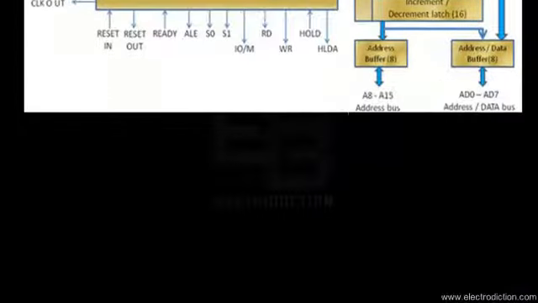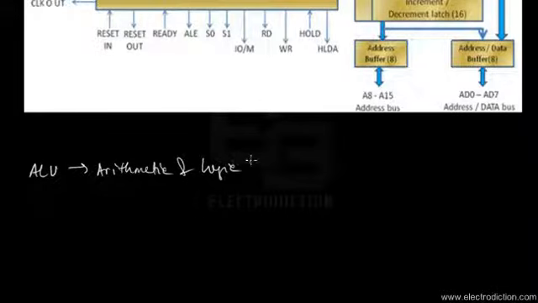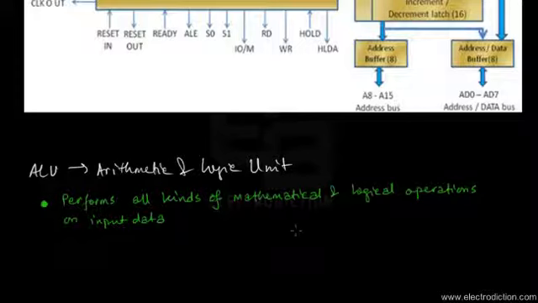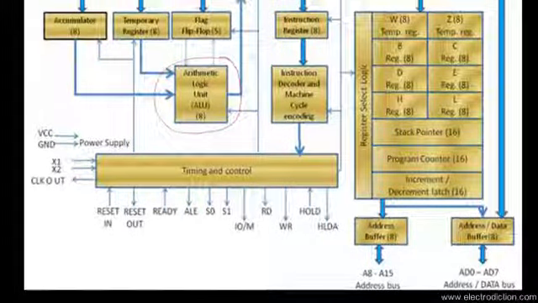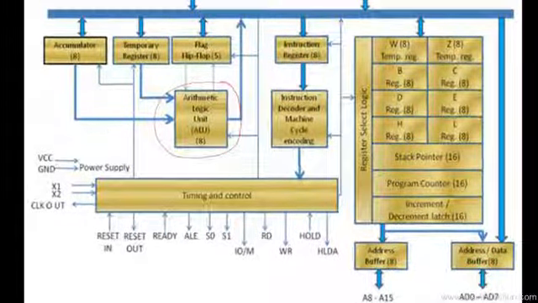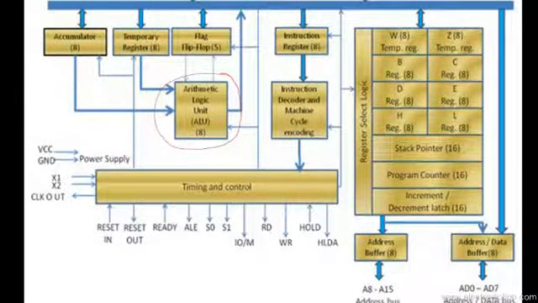I'm just going to write that down over here. ALU stands for arithmetic and logic unit, and this part performs all kinds of mathematical and logical operations on any input data. Whenever you give any kind of data to the 8085 to process, it is done by this particular ALU unit.